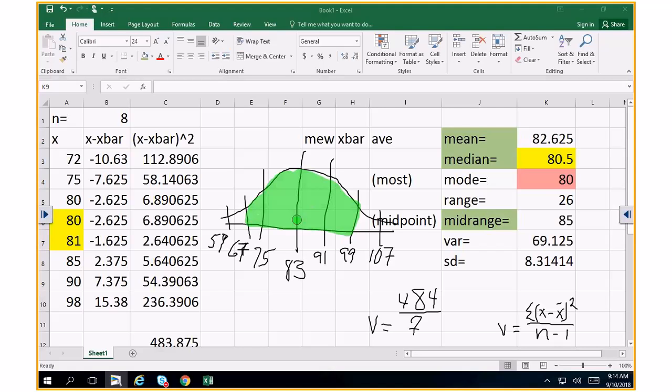Now we're gonna go over this a good bit this week and next week, as well as the distribution. But 95% is going to fall within two standard deviations. 67 to what? 99. So look, all in there. Okay? What falls between 99 and 107 and 67 and 57?